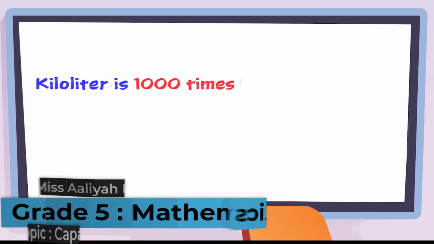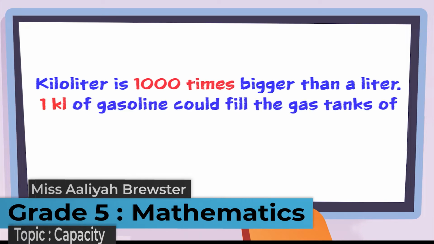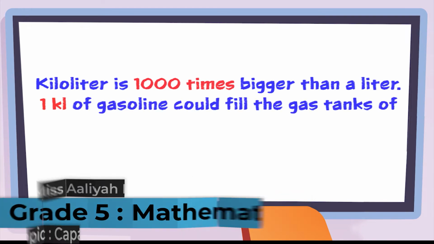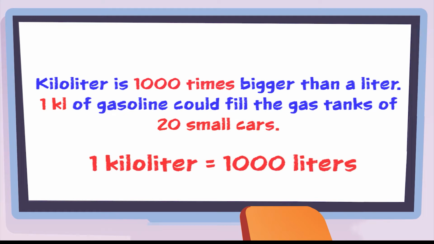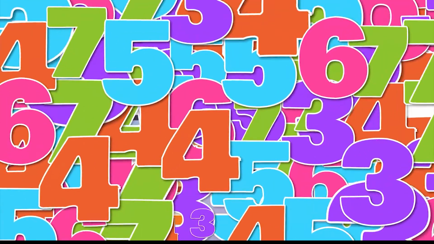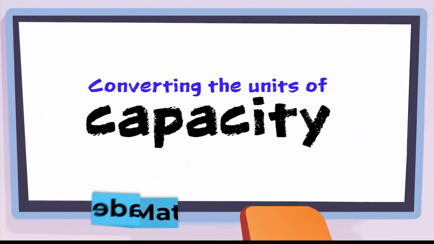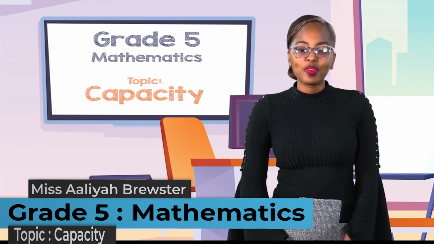Kiloliter is 1,000 times bigger than a liter. 1 kiloliter of gasoline could fill the gas tanks of 20 small cars. Therefore, 1 kiloliter is equivalent to 1,000 liters. Moving on, we'll discuss converting the units of capacity. How do we convert the units of capacity? Let's learn.